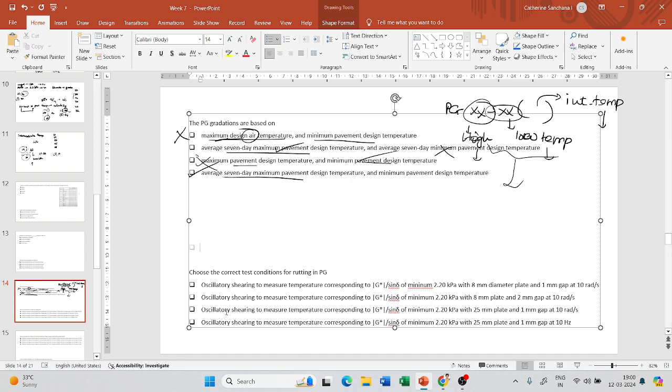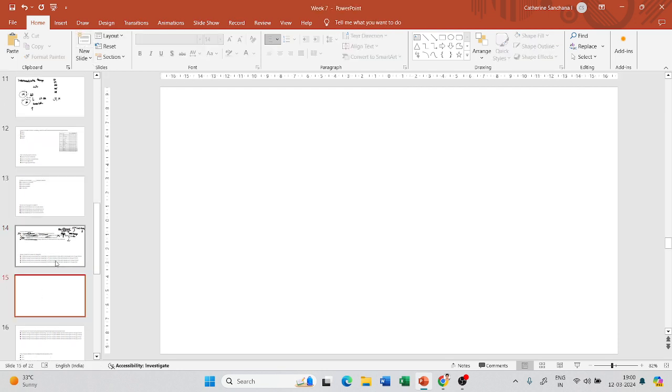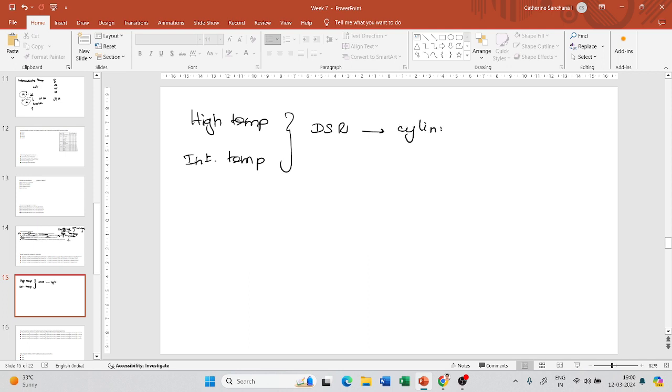Okay, so choose the oscillatory shearing to measure. So what did I say? Let me pick a new slide. For high temperature and intermediate temperature, you are going to test bitumen in a dynamic shear rheometer. The samples are cylindrical samples. And the dimensions of the sample are 25 mm diameter and 1 mm height or gap. Okay.